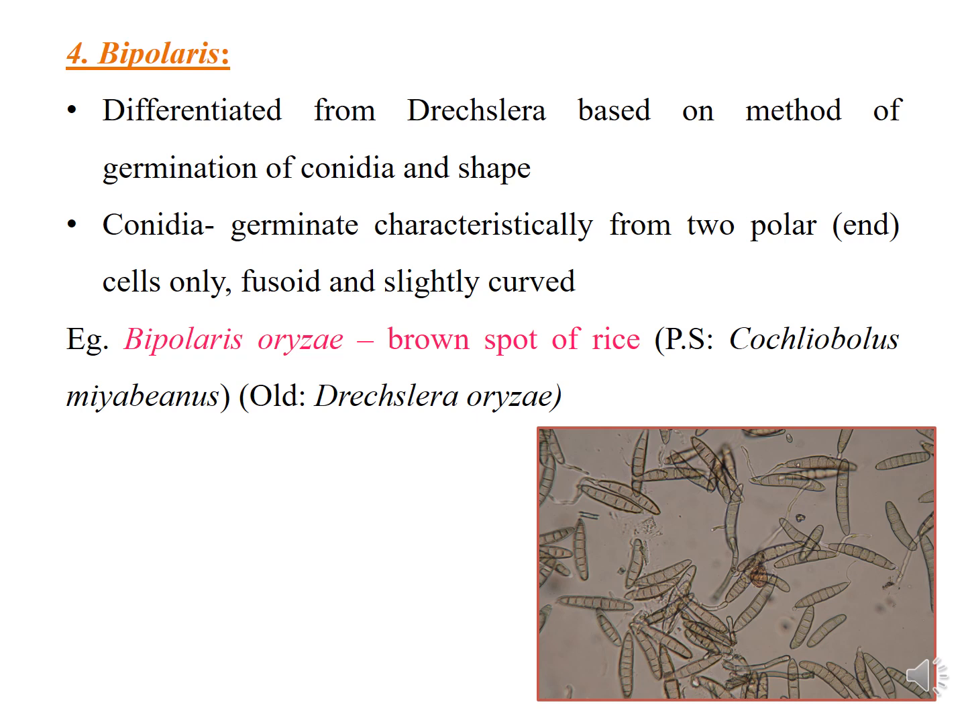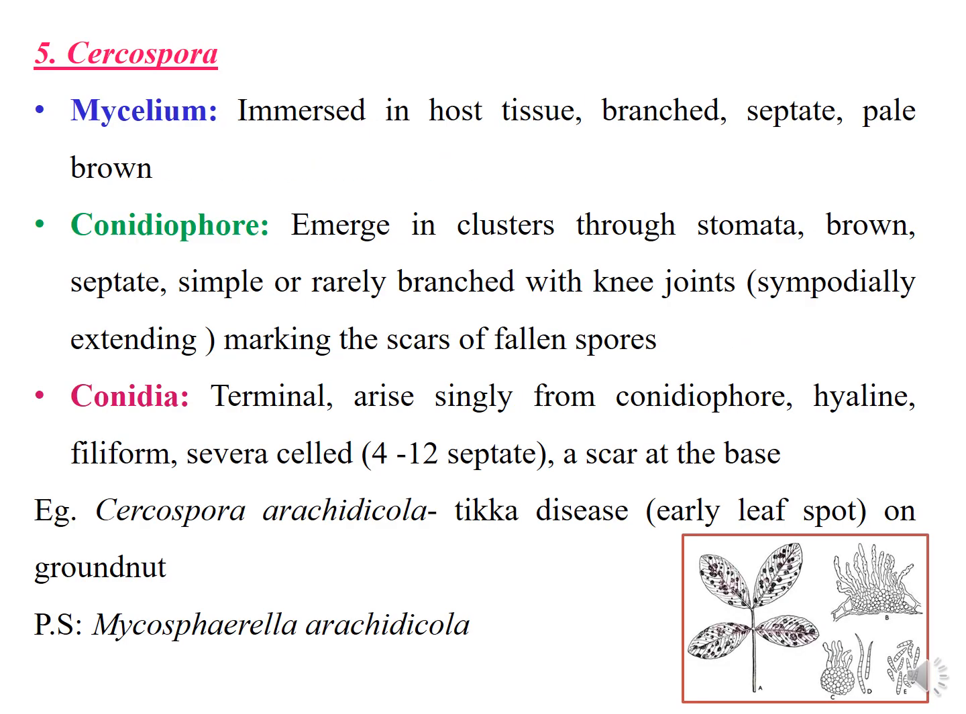Looking like this, they are obclavate, and here in Bipolaris, they germinate characteristically from two polar ends, and are fusoid and slightly curved. Here slight curvature is there in Bipolaris. Examples for Bipolaris are Bipolaris oryzae, which causes brown spot of paddy, and the perfect stage is Cochliobolus miyabeanus. The old name, we used to call it Drechslera oryzae, but it was renamed Bipolaris oryzae. And another one is Cercospora.